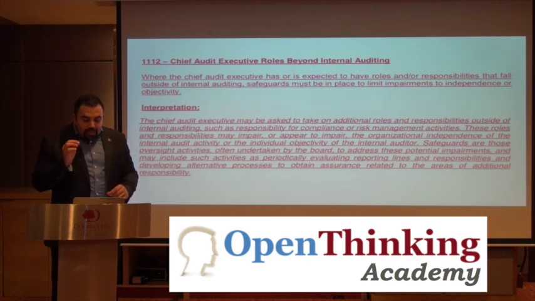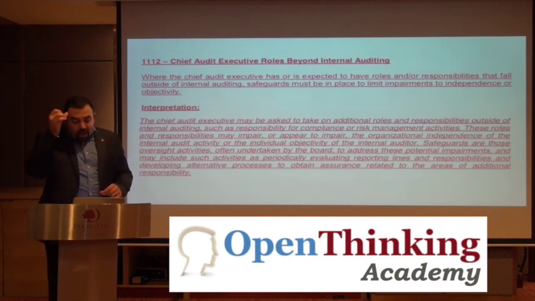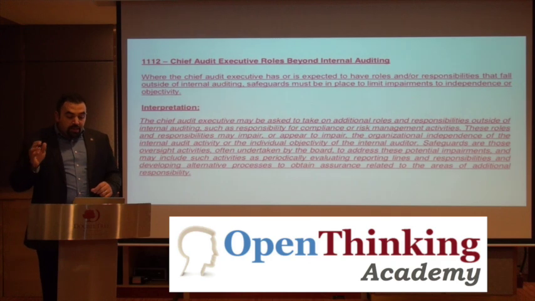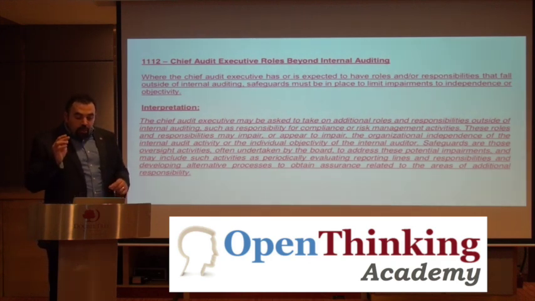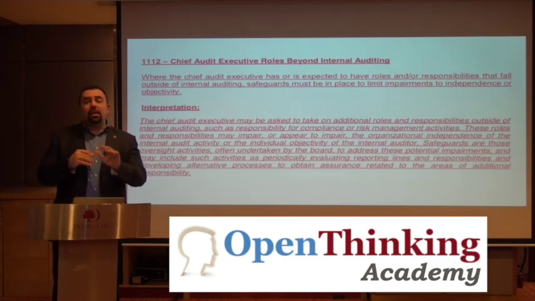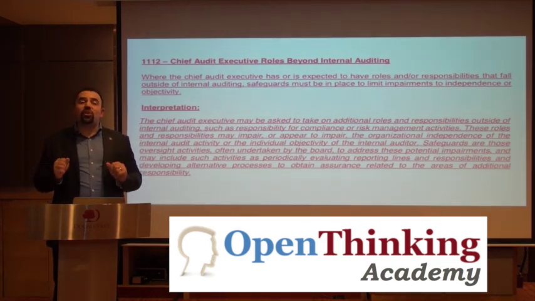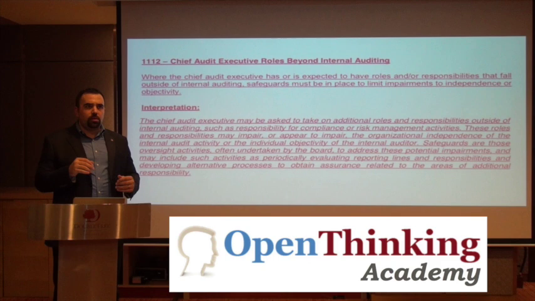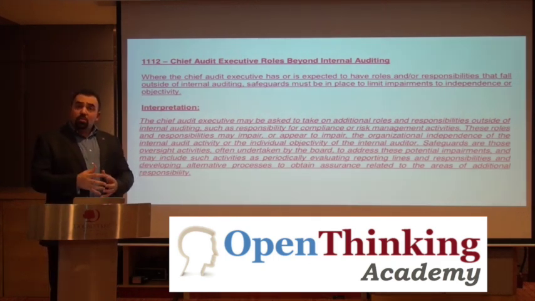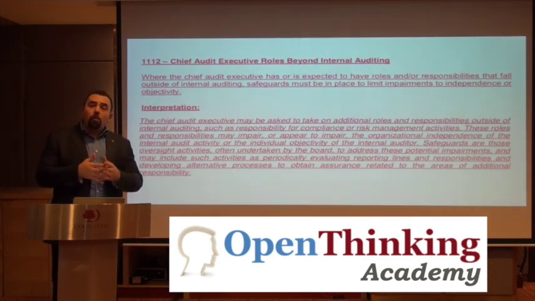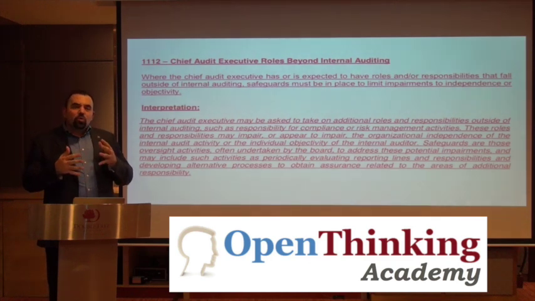So look what they said. They said where the chief audit executive has or is expected to have roles and or responsibilities that fall outside of internal auditing, safeguards must be placed to limit the impairments to independence and objectivity. If management, the board of directors, or any of the stakeholders say, internal auditors, we need your help. We would like you to do something other than conducting normal internal audit. We would like you to help us in implementing risk management. You say, me? Auditors implementing risk management? That looks like I am actually not auditing, I am doing work on behalf of management. So in that way, you need to have safeguards.